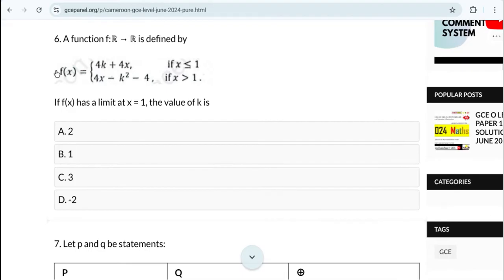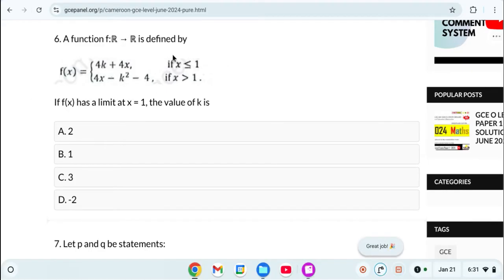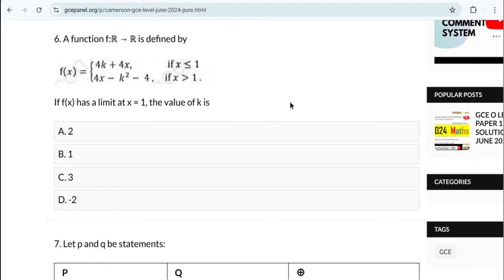Question 6. A function f defined in the set of real numbers is defined by f of x equals 4k plus 4x for x less than or equal to 1, and f of x equals 4x minus kx squared minus 4 for x greater than 1. If f is continuous at x equals 1, what's the value of k?